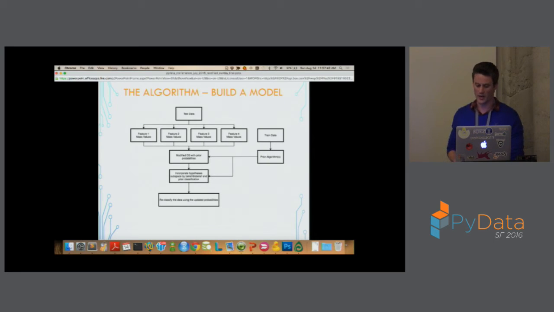So this is the framework of our algorithm. Of course, we have a training and test set. The only thing we're taking from our training set is the probabilities that came out of our logistic regression algorithm. Again, it doesn't have to be logistic regression. It could be some other algorithm.